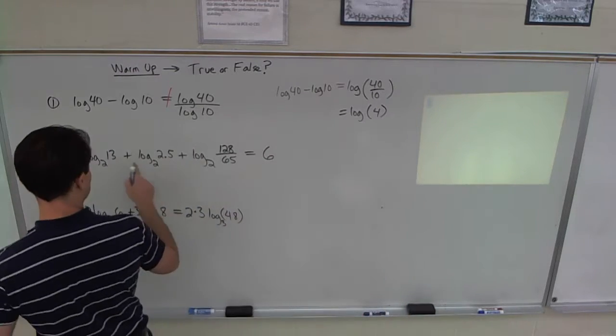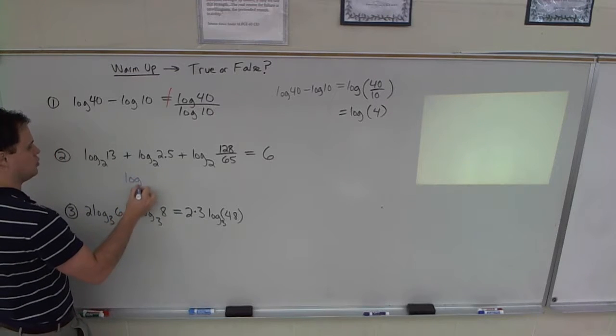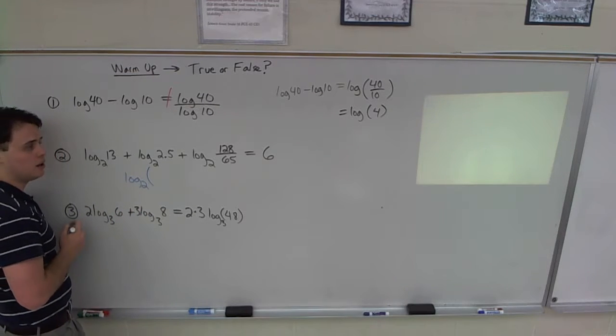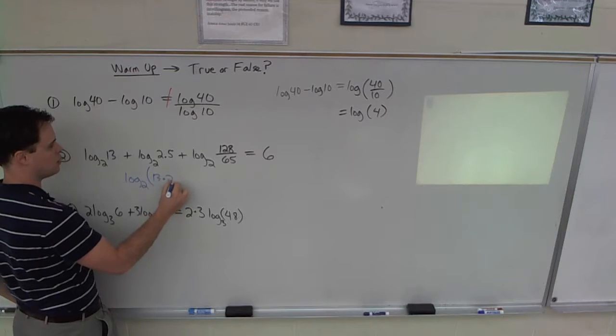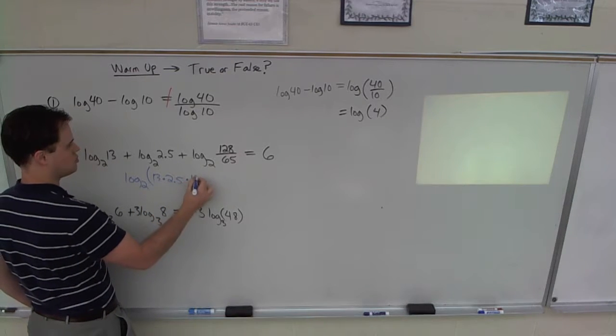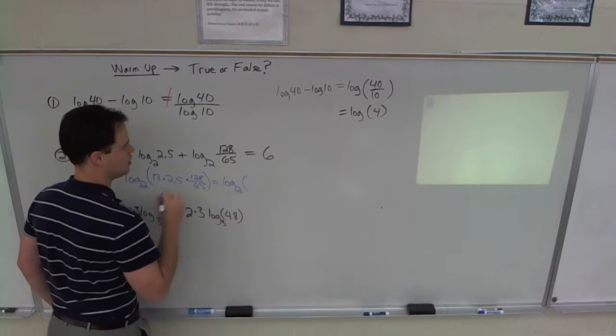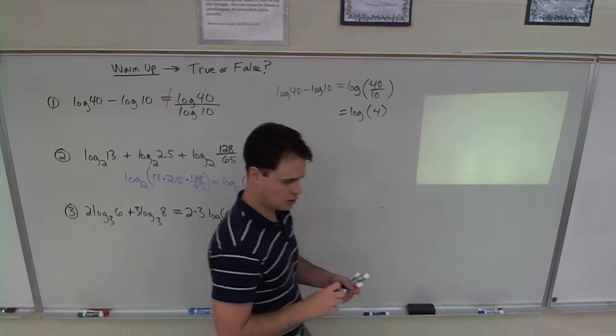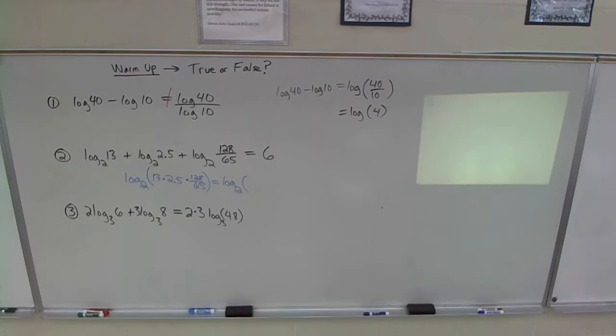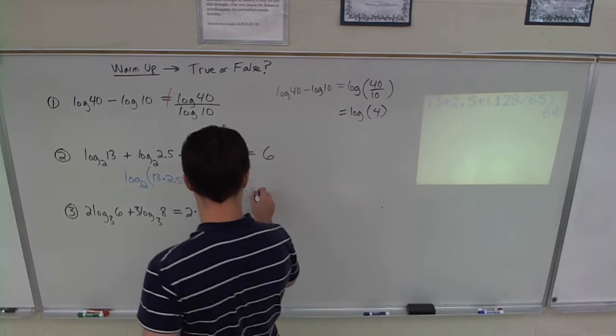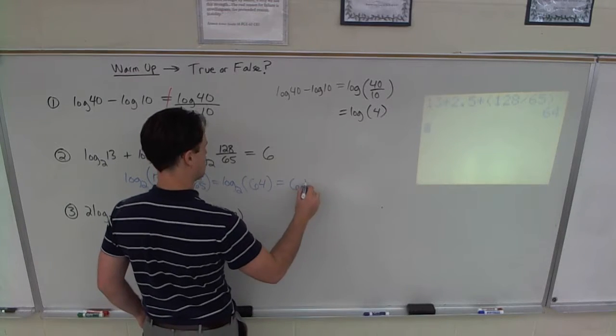Yeah? Plus in each case becomes multiplication, so you can say that's one log out of the three, where you have 13 times 2.5 times this fraction. Multiply all that stuff together, see what you get. Let's do it. So I'm hoping this is what you guys did. Careful with my fraction, wrapping it in parentheses. Oh, that's just 64. So it is 6. That's true.